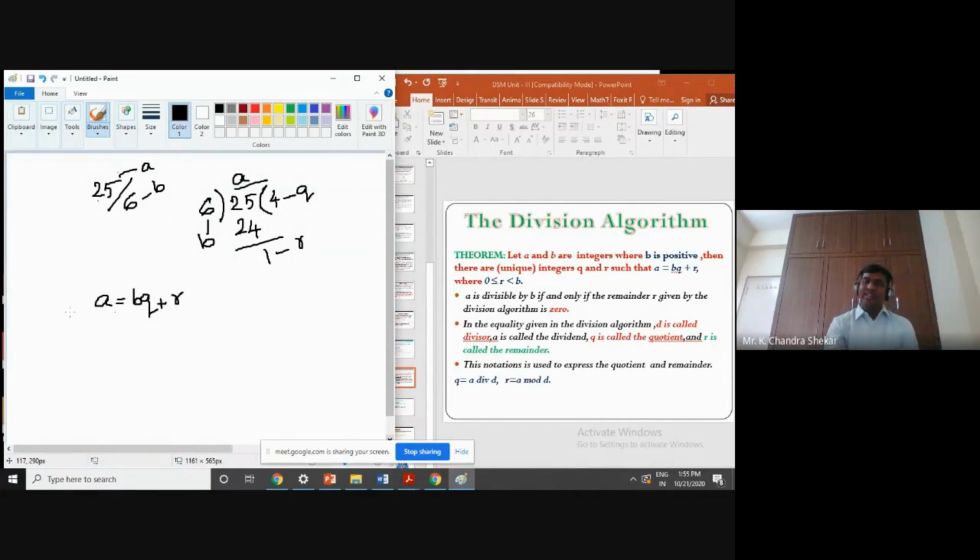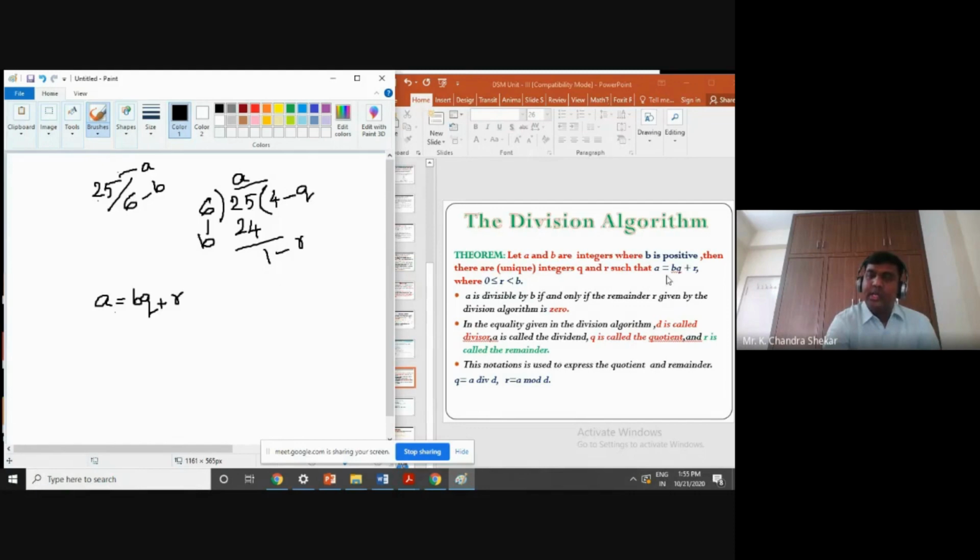That's all. There is nothing new here. Only thing is, now let me go for the theorem. Let A and B be integers. Okay. I have considered A as 25 and B as 6, where B is a positive integer. Always remember, this B must be positive. A may be positive or negative, doesn't matter. Then there are unique integers Q and R. Whether they are positive or negative depends on the value of A. The remainder will be positive, but Q will be either positive or negative.